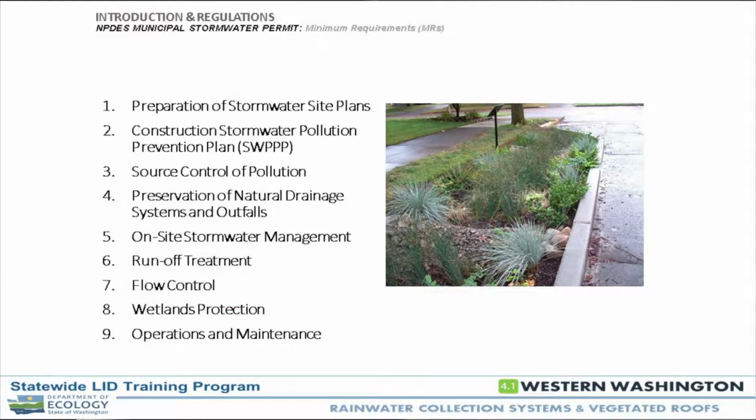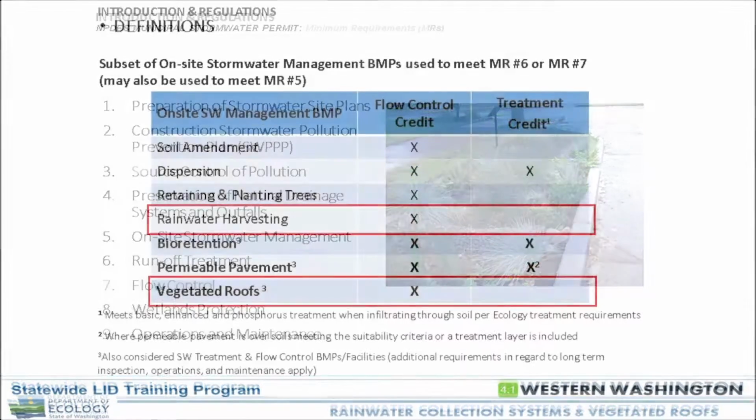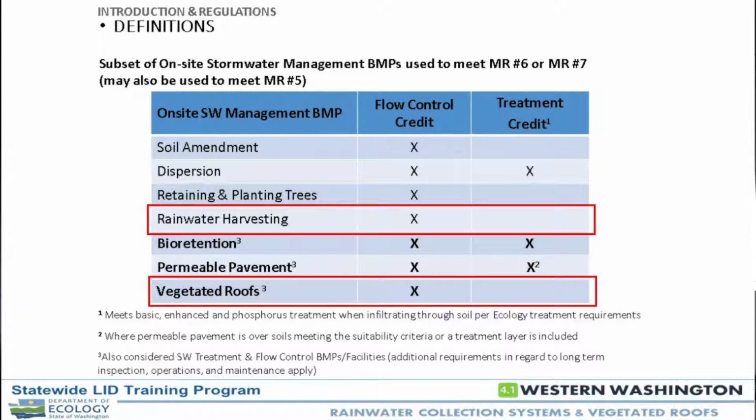Within the permit, there are essentially these minimum requirements, and within the minimum requirements, they have different implications for LID, and LID is variously influenced by those minimum requirements, but essentially getting at minimum requirements 6 and 7 for flow control and treatment, but also can be used to meet your minimum requirement number 5. The series of practices that are shown here provide various credits and have influence on both your flow control requirements and your water quality treatment requirements.